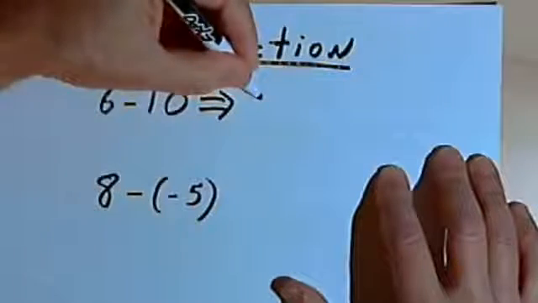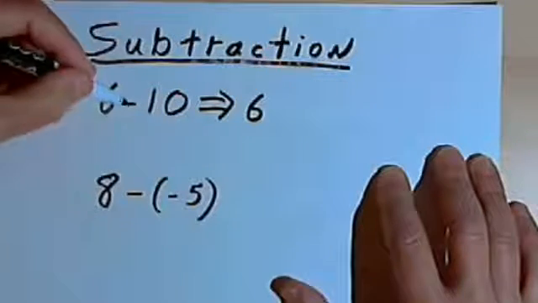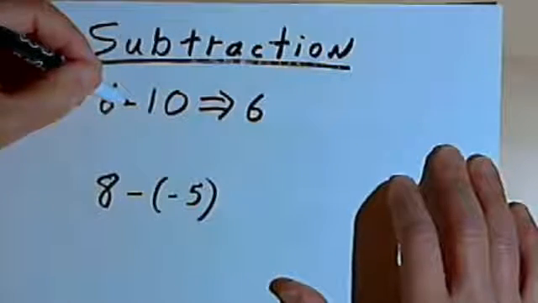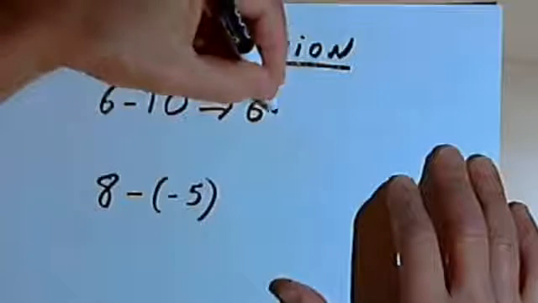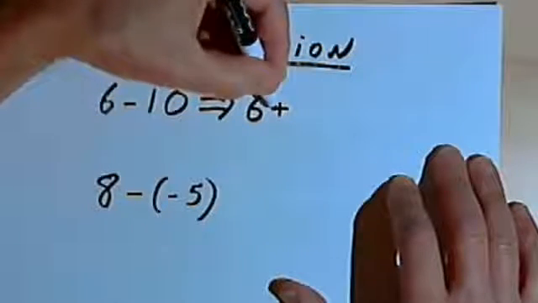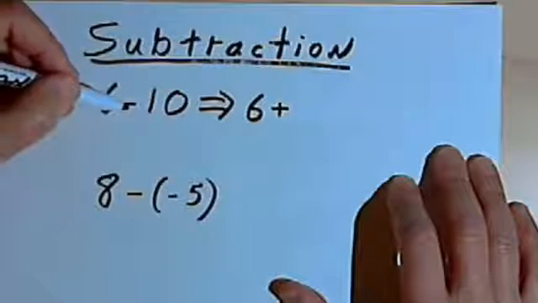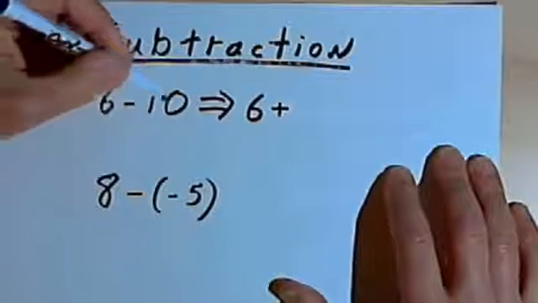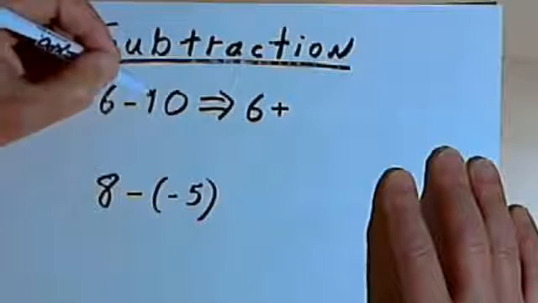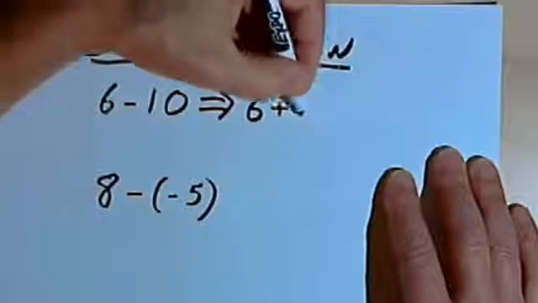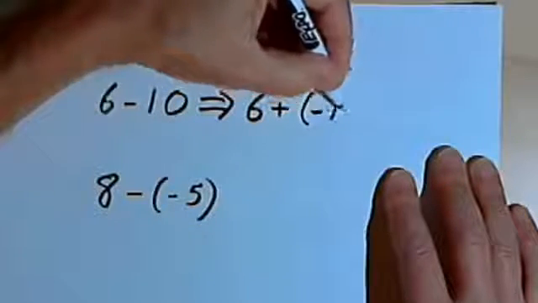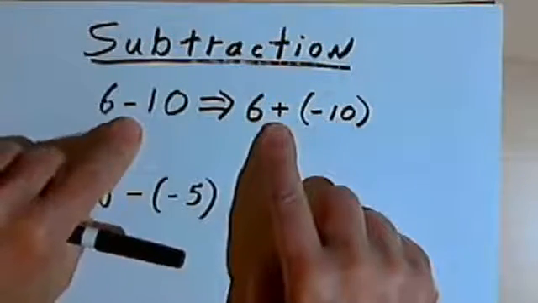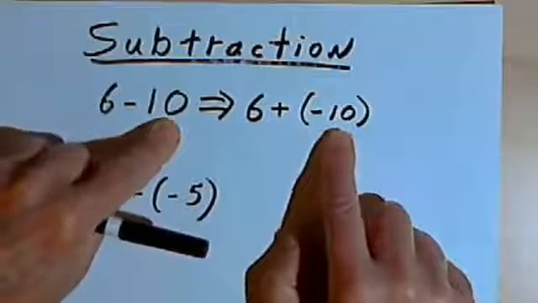I'm going to write the 6, and then since this was a subtraction problem, I'm going to do the opposite of subtraction, which is addition. So I've got 6 plus. Now, to compensate for doing the opposite of subtraction, I'm going to take the opposite of the number I was subtracting. I was subtracting a 10, and the opposite of 10 is negative 10. So now what I've got is 6 plus negative 10. I took the opposite of subtraction and made it addition. I took the opposite of 10 and made it negative 10.